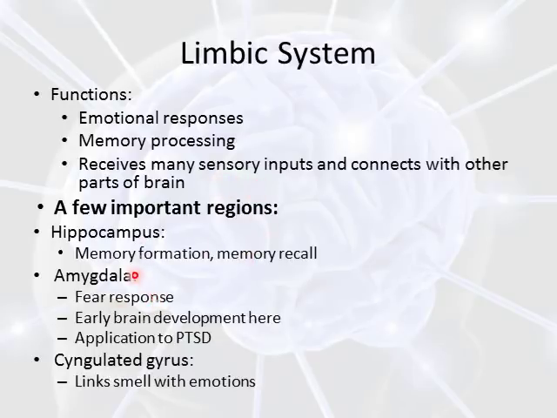A few that are important, like I was just mentioning: the hippocampus is mainly where memory formation occurs and also memory recall. The amygdala is very important for the fear response, and this is where early brain development starts. We see problems with PTSD, post-traumatic stress disorder, a lot of times originating in the amygdala, where there's overactivity of the amygdala, and any small sensory information can tip off the amygdala to cause the fear response. And then this part that I was just mentioning about smell being linked to memories and emotions occurs in the cingulate gyrus. These are different portions of the limbic system.